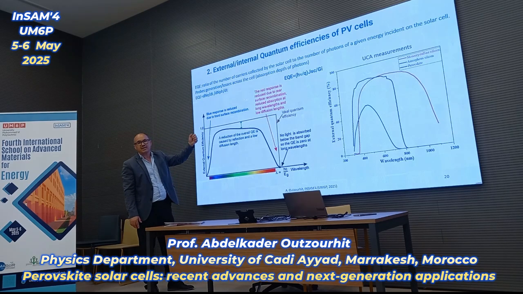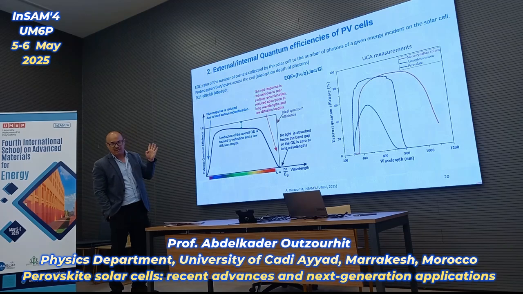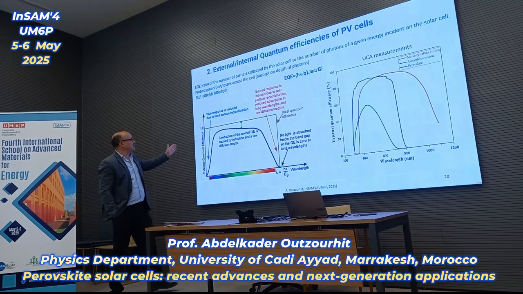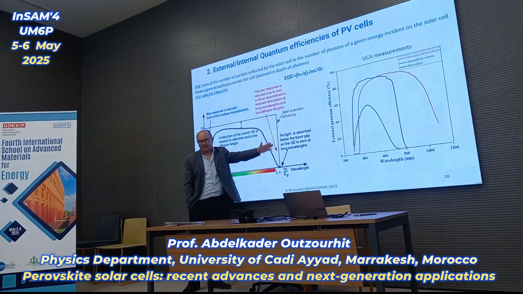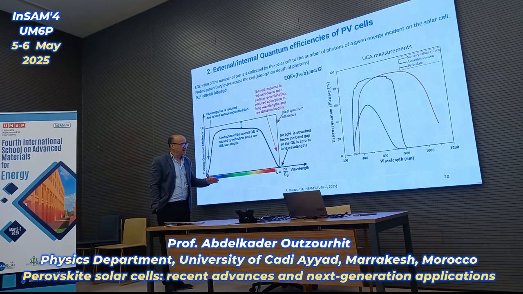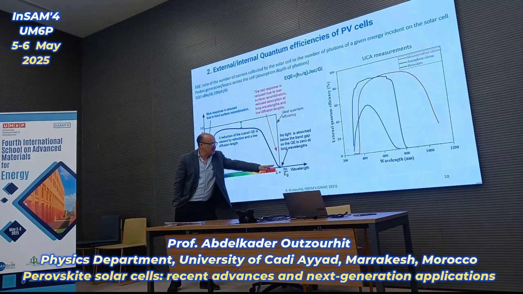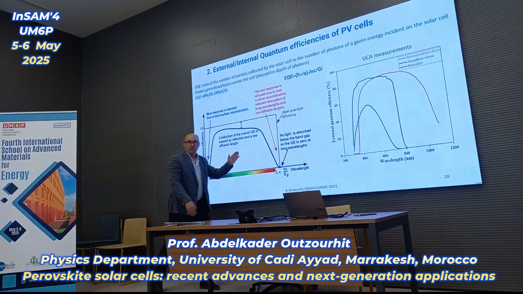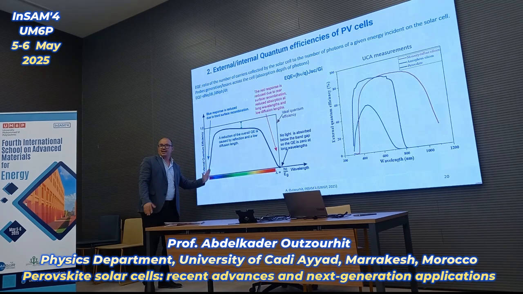So the quantum efficiency is 1, or 100%. But this is in the ideal situation. In reality, you have some losses. As I told you, these are red photons that are absorbed at the back surface, near the back contact. The blue photons here are absorbed near the front contact.